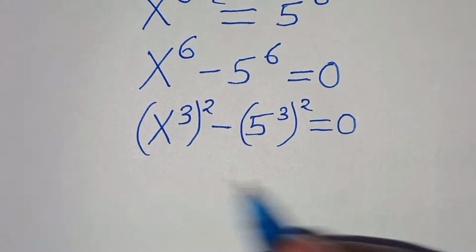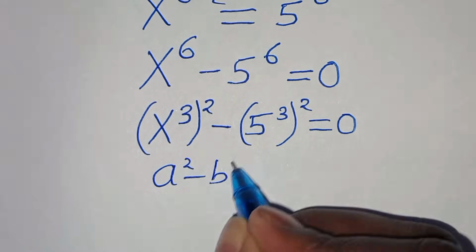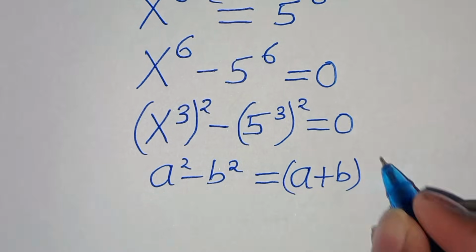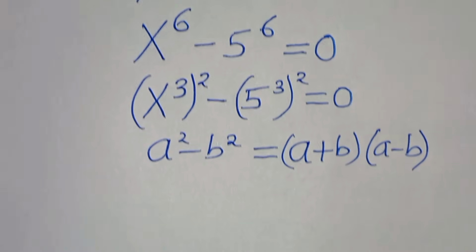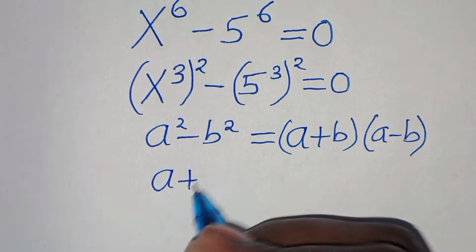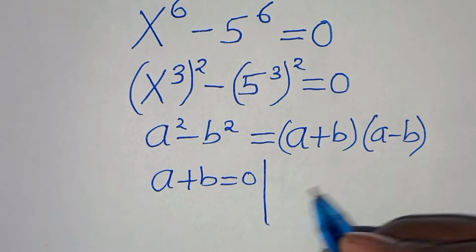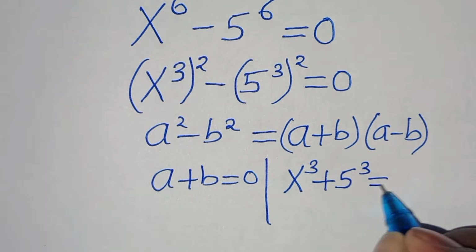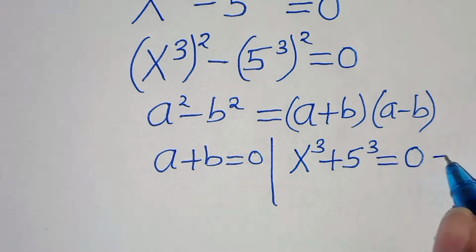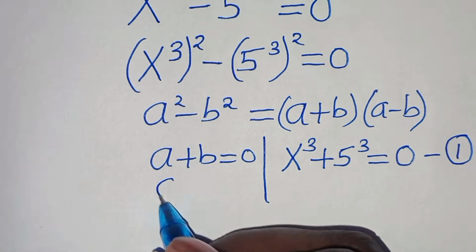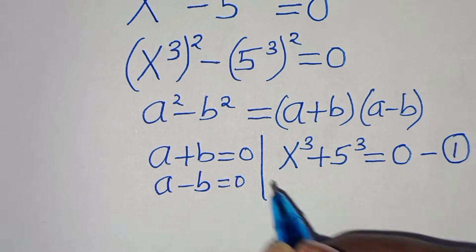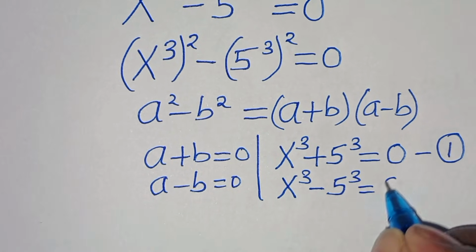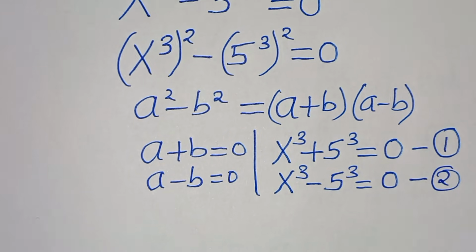This equation is in the form of a squared minus b squared. This is the difference of two perfect squares that we can express as a plus b multiplied by a minus b. Now we have that a plus b equal to 0, which is x to the power of 3 plus 5 to the power of 3 equal to 0. Let's call this case 1. And we have that a minus b equal to 0, which is x to the power of 3 minus 5 to the power of 3 equal to 0. Let's call this case 2.